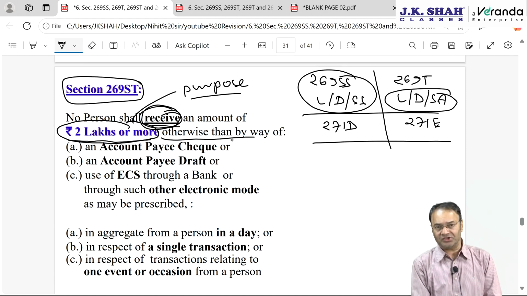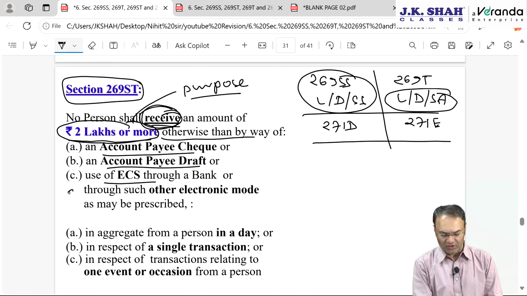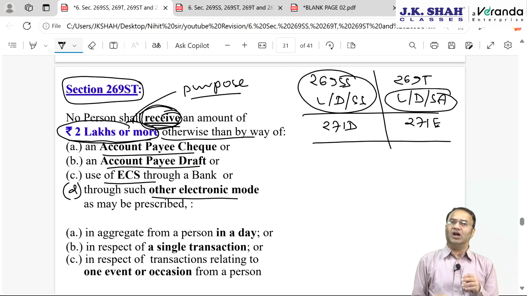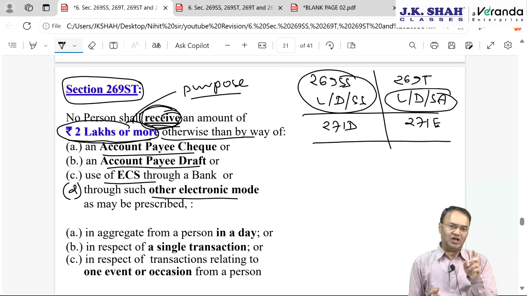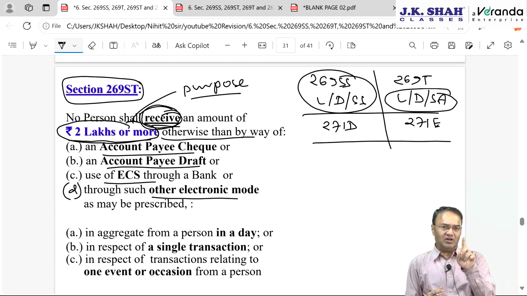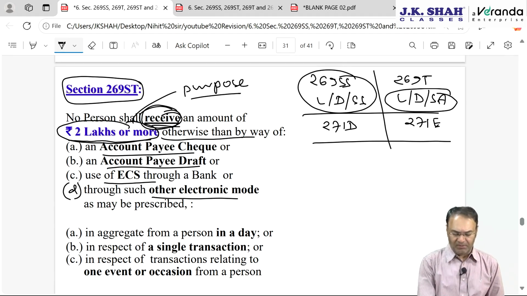No person shall receive otherwise than by way of account payee cheque, account payee draft, ECS through bank or through other prescribed electronic modes. Otherwise, what will happen? That means if it is taken or accepted by cash, bearer cheque, cross cheque or even by journal entry, then penalty will be levied.